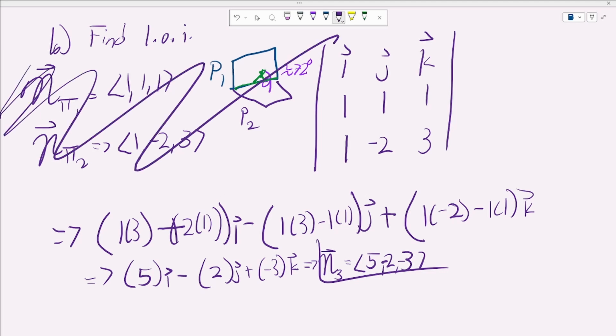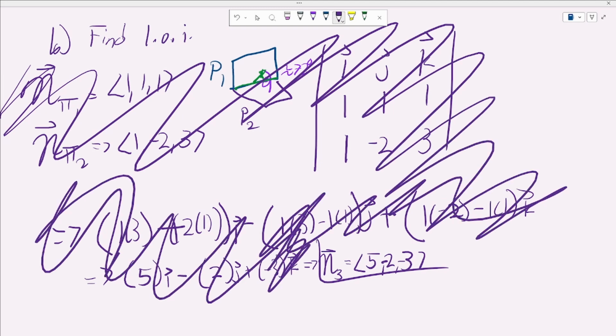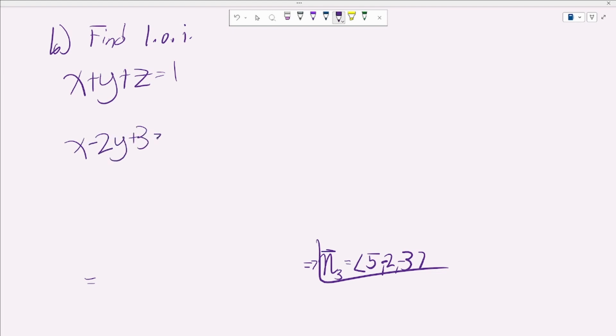So now that we have our normal vector for that line, for that green line, we need to find 2 points on both of our planes where they intersect. So let's write out our equations for our planes again. We'll have x plus y plus z is equal to 1, and then x minus 2y plus 3z is equal to 1. So let's say let our z equal to 0 for both of these.